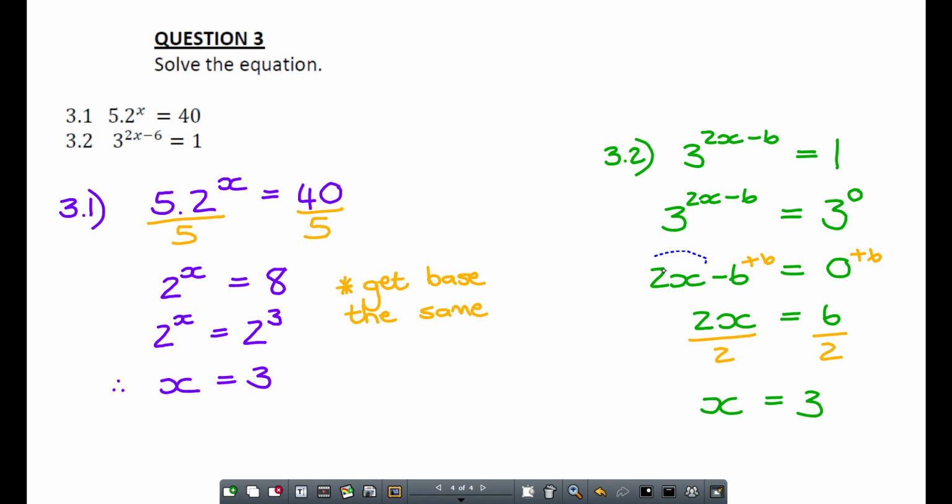Unknowns on the left, already on the left. Normal numbers we want on the right. So that one has got to go. It's got to be on this side. So how do we get rid of that? We say plus 6 on both sides. So then this is going to be 0. So that's why I've only got the 2x left.